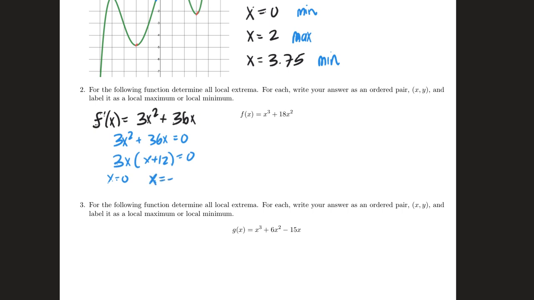Put them on a number line. Pick some test points. Plug the test points into the derivative. Again, the first derivative, I'm trying to figure out when the first derivative is switching, which causes that increasing and decreasing switch. So if I plug in negative 15, that's a positive number. If I plug in negative 1, I'm going to get a negative number. If I plug in 1, I'm going to get a positive number.